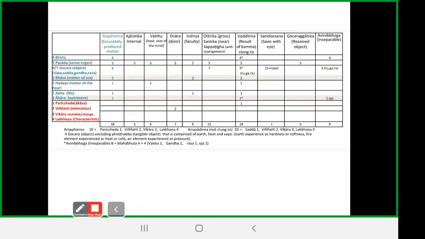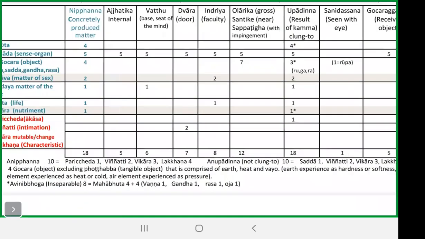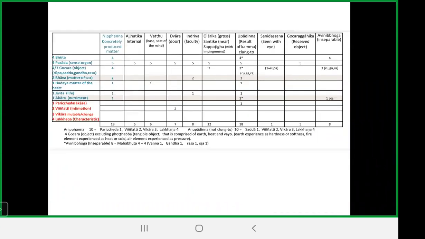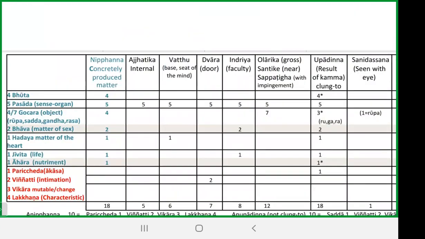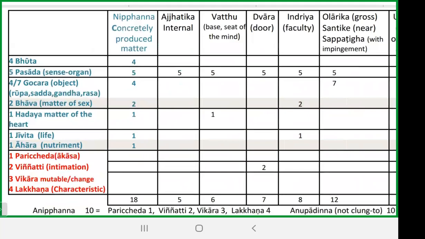So this is some of the charts. When you study Abhidhamma, you need to produce your own charts. If you rely on the charts done by others, they look too complicated for you. So I will advise you to make your own chart. This is a chart I made myself for my study in my university just now. Under the concretely produced matter is the blue color. So you do your own chart and it's easy. And the red color is the non-concrete one.